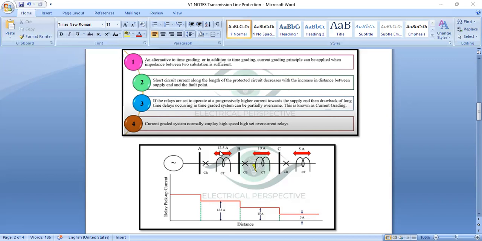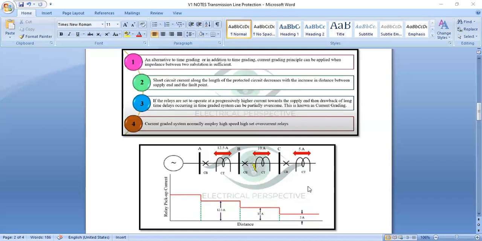Now the next is, the figure shows the relay is set to operate at progressively higher current towards the supply side. That means it has two sections. This is the supply section and it will be connected to the load. So if the relays are set to operate at progressively higher current towards the supply, the drawback of the long time delay occurring in the time graded system can be partially overcome. So this is called the current grading system.